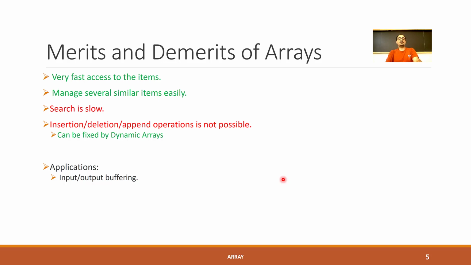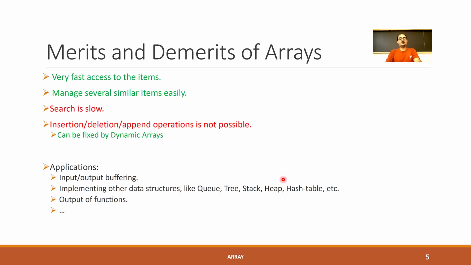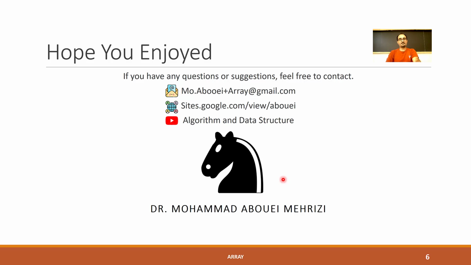Applications of the array: for buffering, usually input and output information we can use arrays. For implementing the other more advanced data structures like queue, stack, tree, and this kind of things, we usually use arrays. And in the function, when we want to return more than one value, we can use arrays in order to do that. That's it.